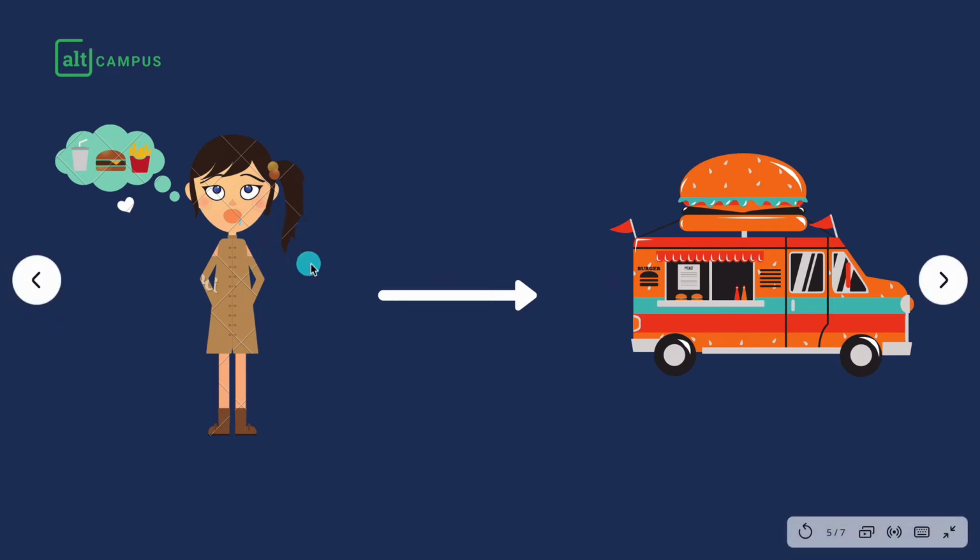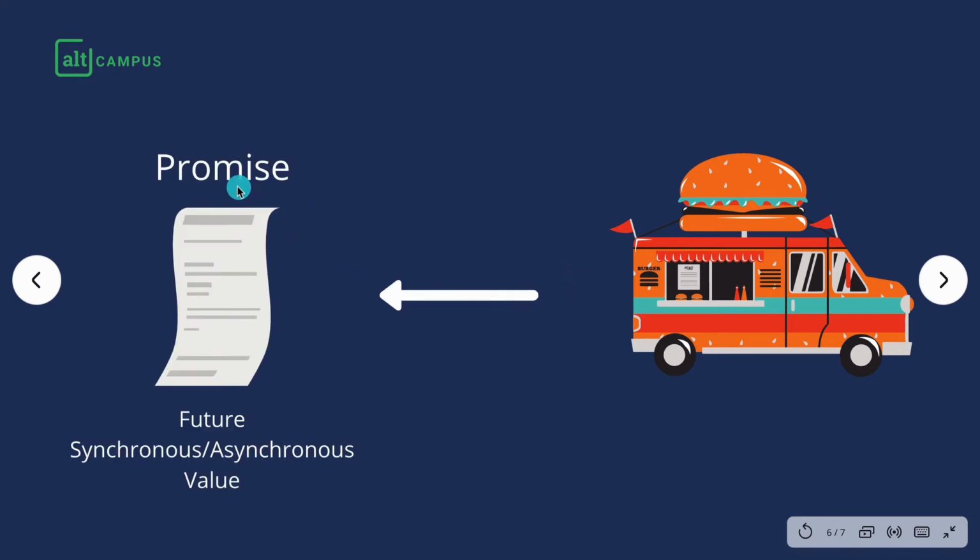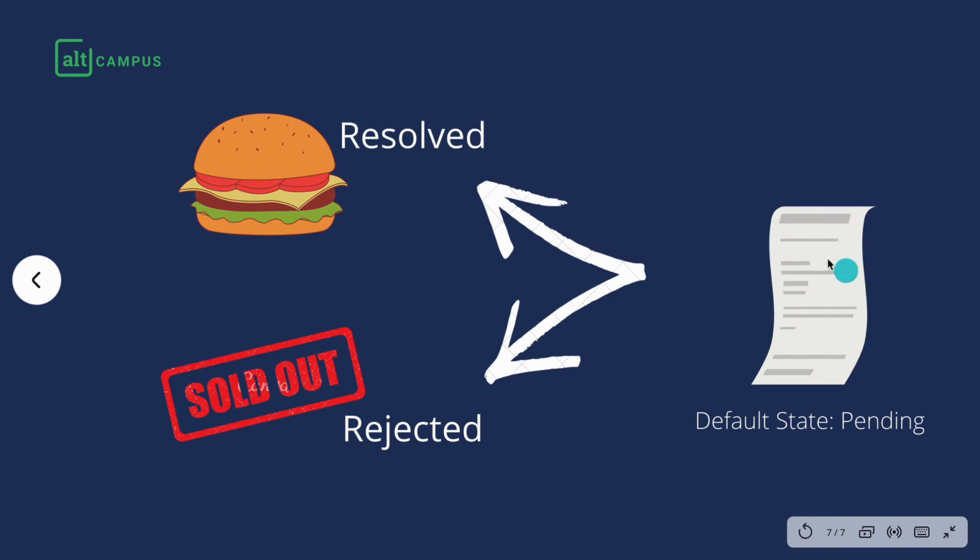So you want to buy a burger, you're going to the burger shop. The burger shop is returning a promise. And that promise can resolve to any kind of future synchronous or asynchronous value. So the burger shop is giving you a receipt. You can think of that receipt to be a promise. And that promise will be a future value. It can be a synchronous or asynchronous value. The default status of this receipt or the promise is going to be pending.